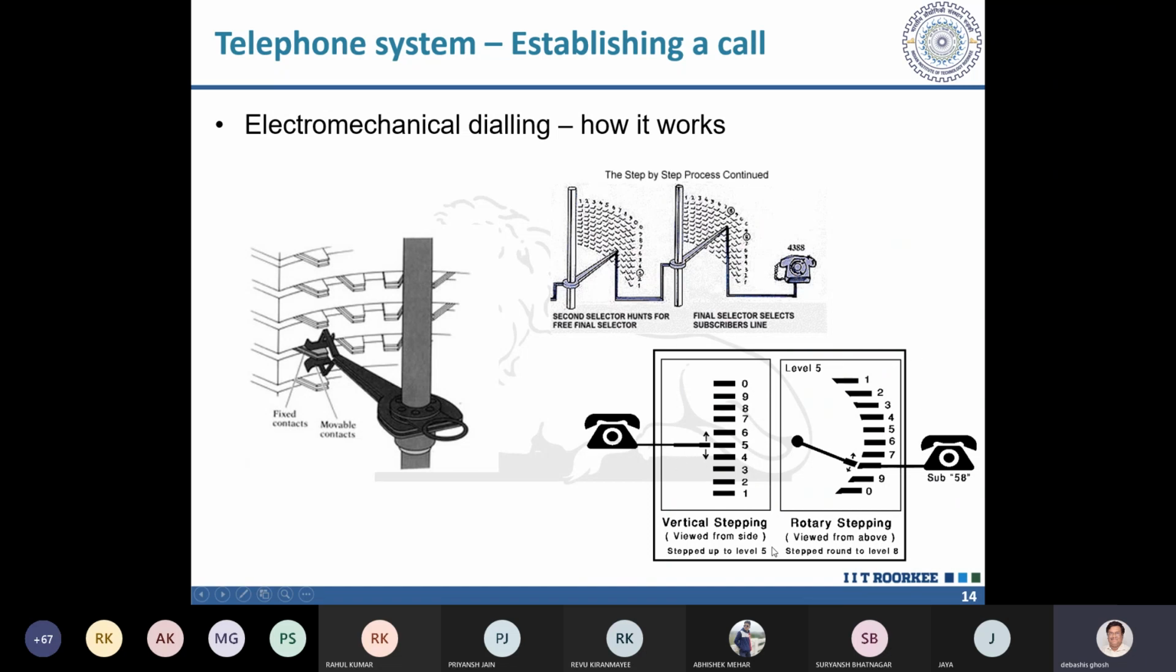This is just schematically how you establish a call hierarchically. You can see that it is an electromechanical type of dialing, and how you can make a connection from one point to another point. I am showing it for two levels, but you can keep on extending it to multiple levels, and serve a large number of subscribers by this hierarchical way of connection.